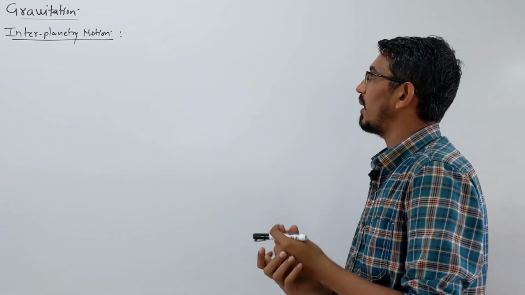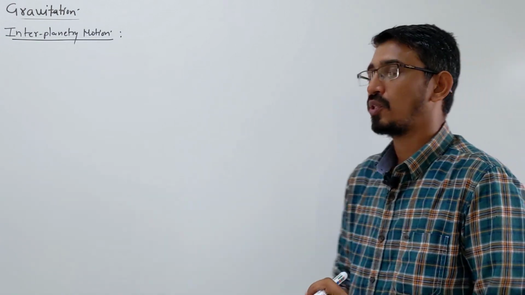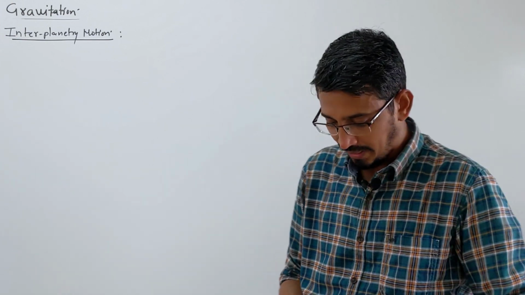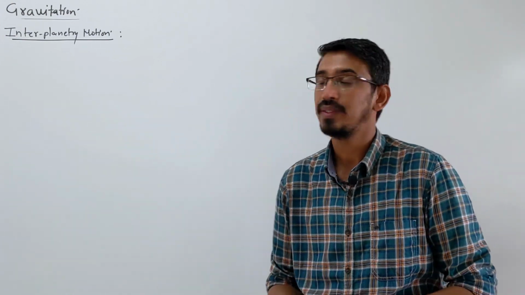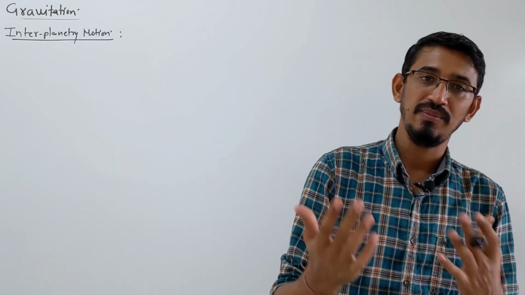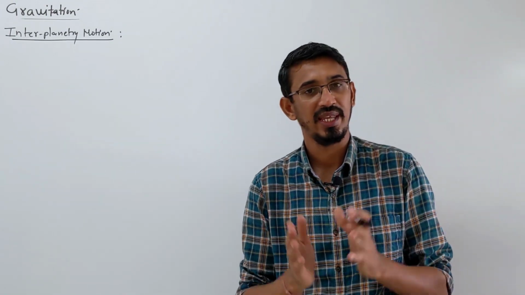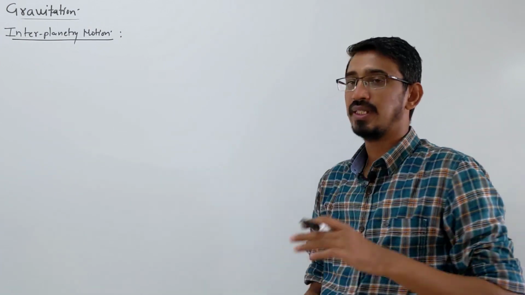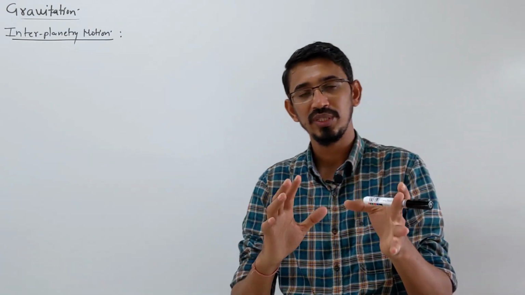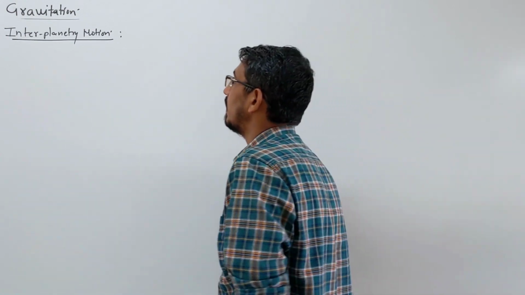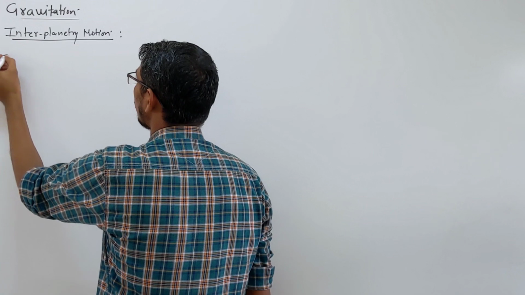In this lecture we are learning about interplanetary motion, meaning planets and satellites. Mathematically, we have to learn three things: the velocity of a satellite moving around a planet, its time period, and the energy of that satellite. When I say interplanetary, we generally mean the satellite and planet system, but the same rule is applicable to the sun and planet system.